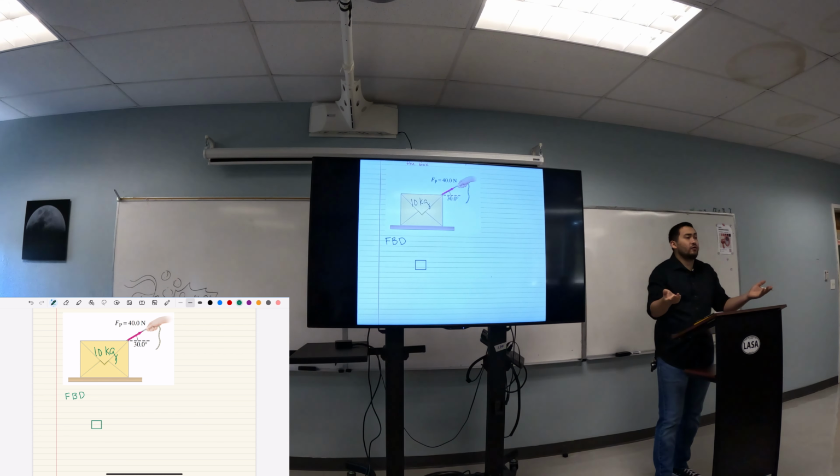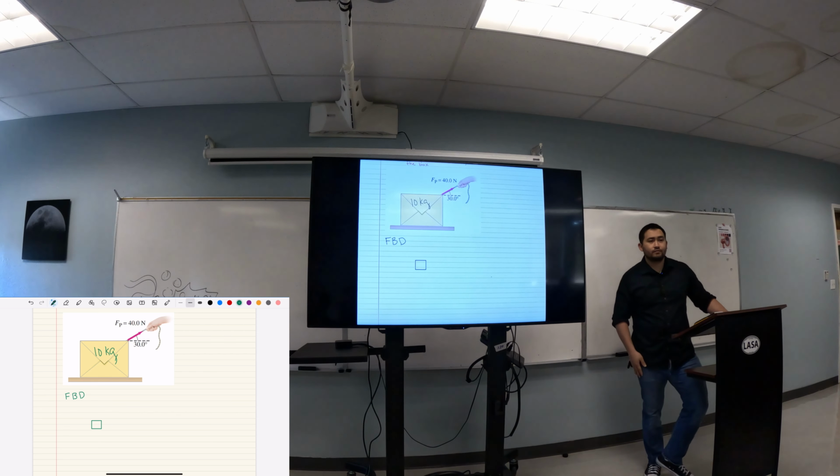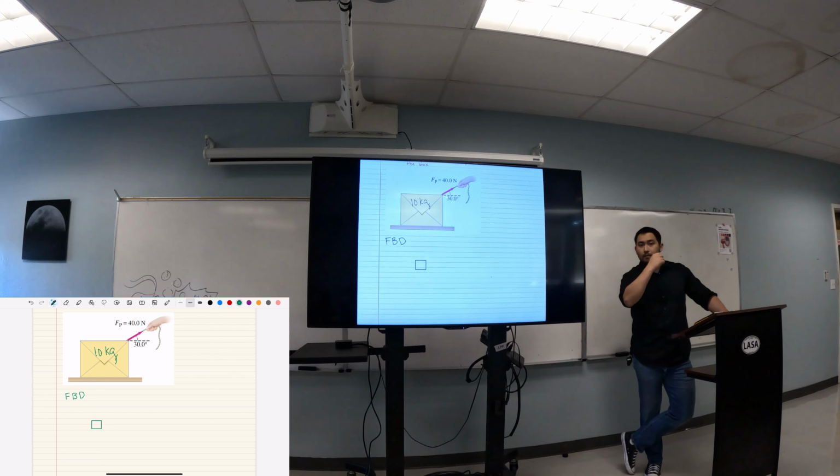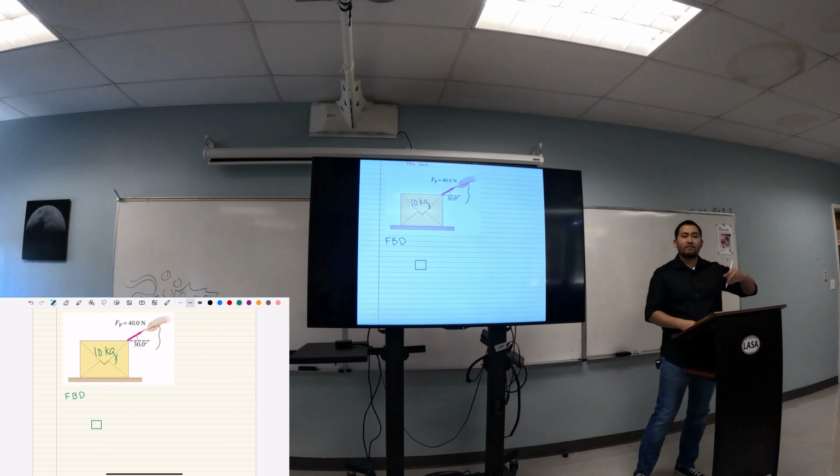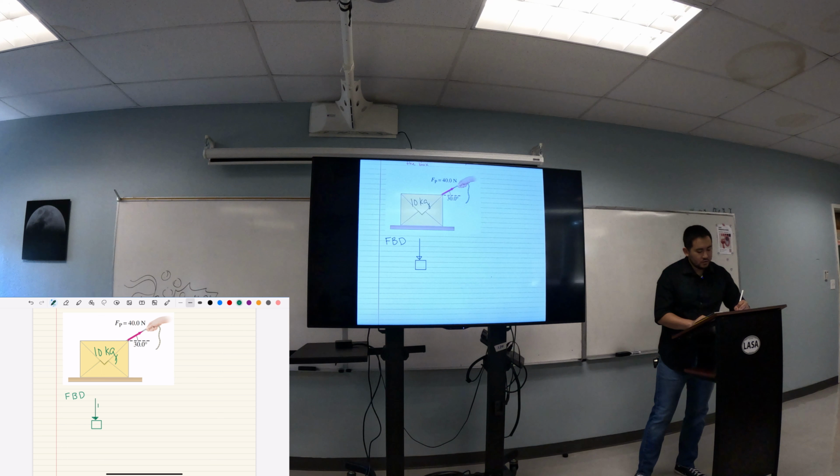Now, anybody want to tell me one of the forces that might be acting on this box right now? Go ahead. Gravity, right? So what direction is gravity going to be pointing? Downward. Yeah, downward. Awesome. So that's going to be a downward force. Trying to make this pretty for you guys. And we're going to label it F sub G.